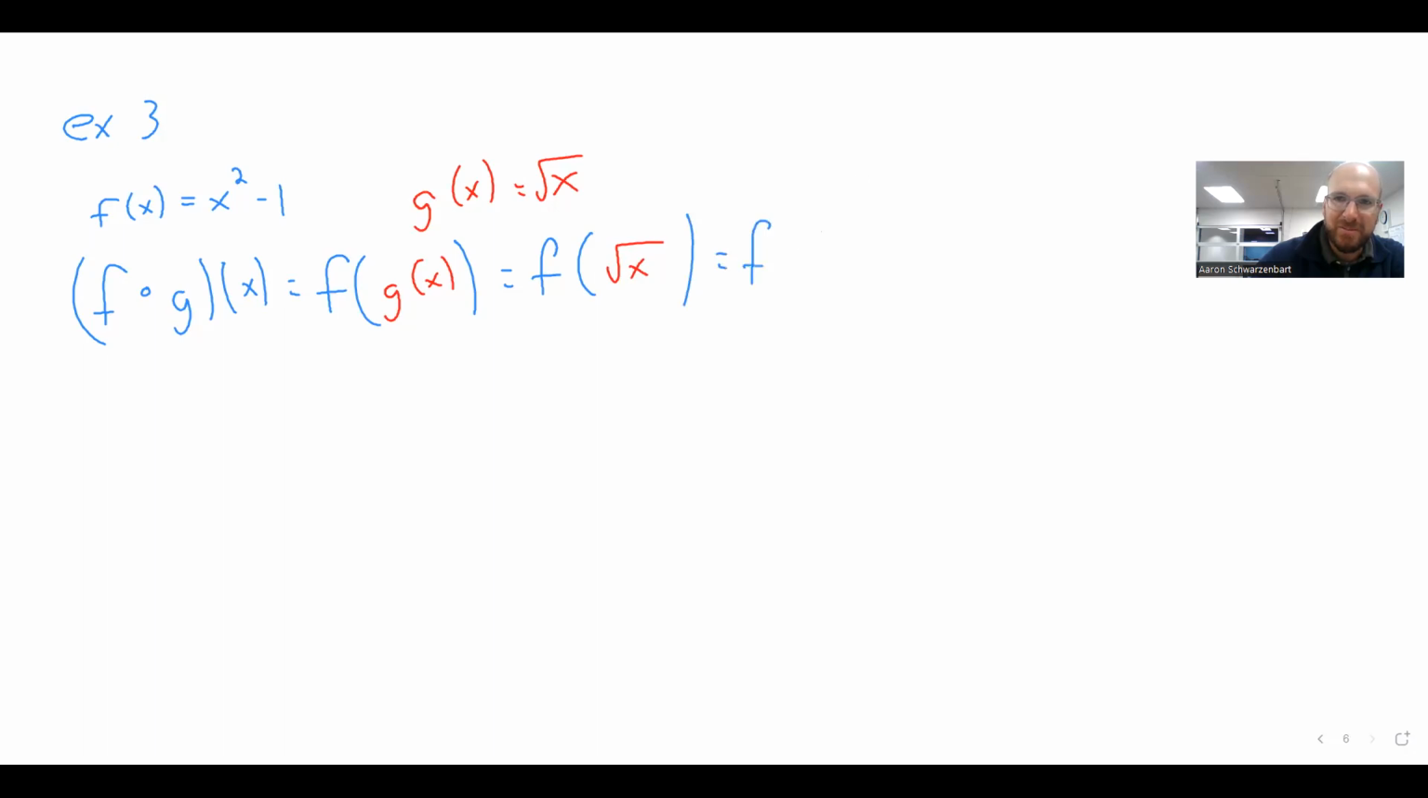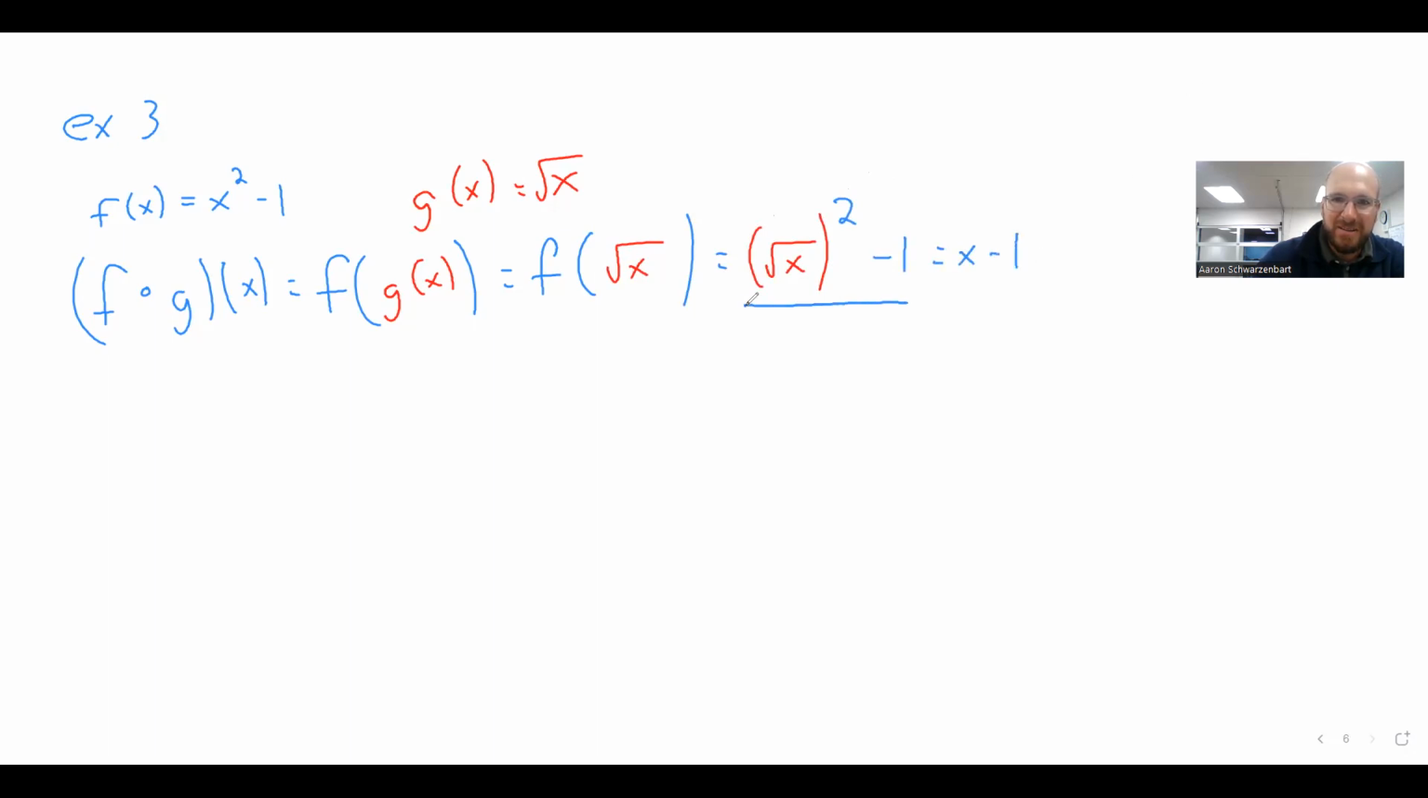I don't need the f anymore. x is square root of x. I do usually plug it in parentheses. That gets squared and then has 1 subtracted. Square root of x squared is x minus 1.